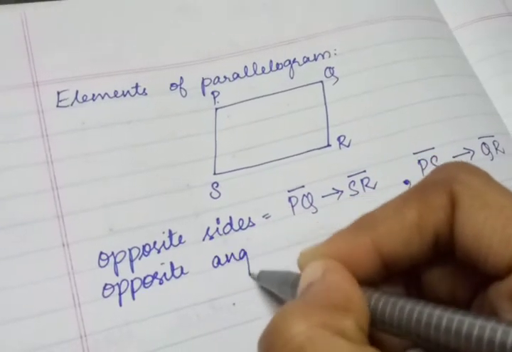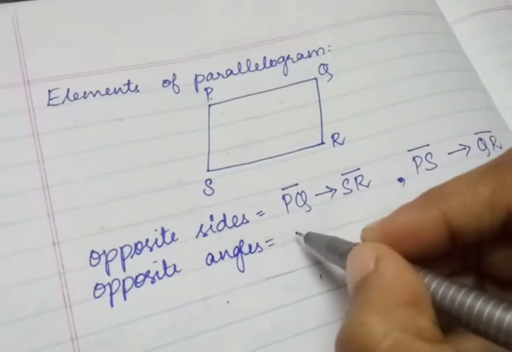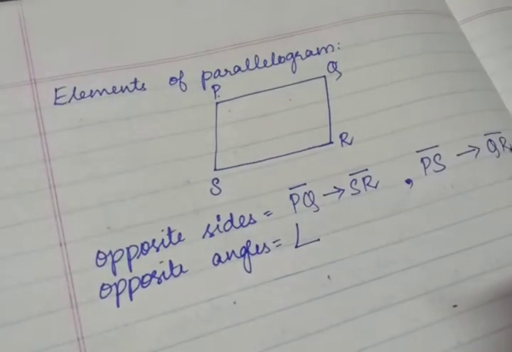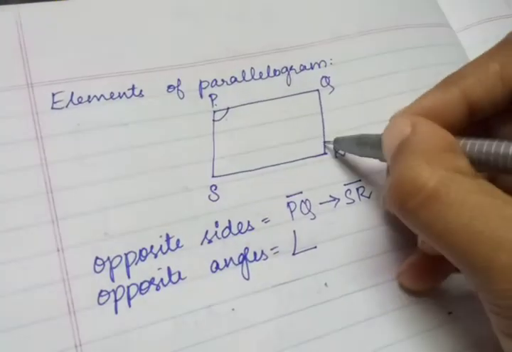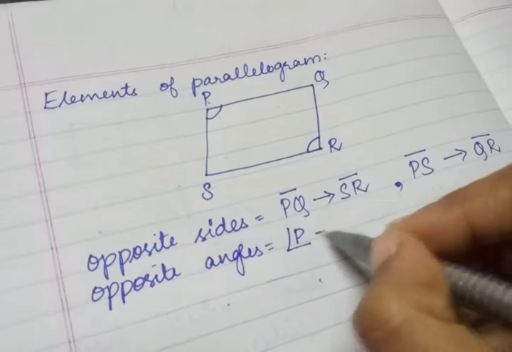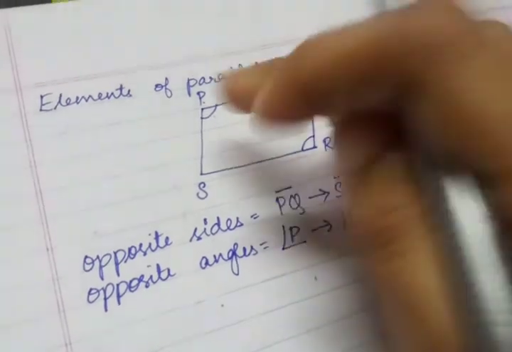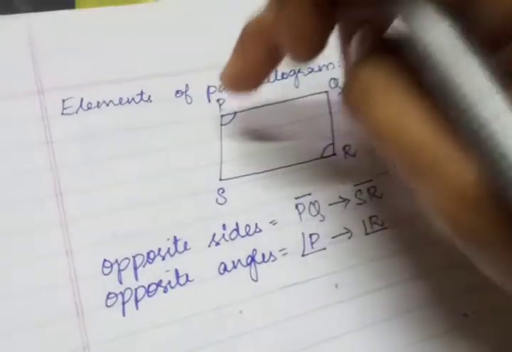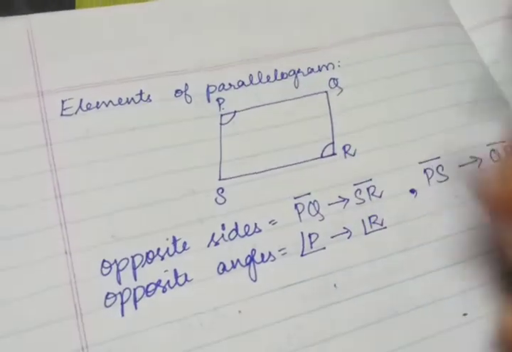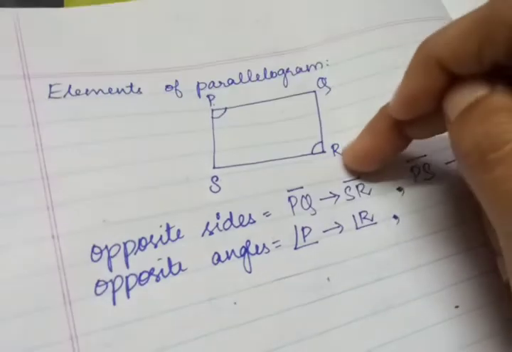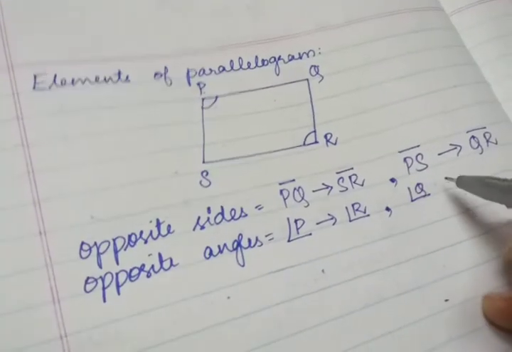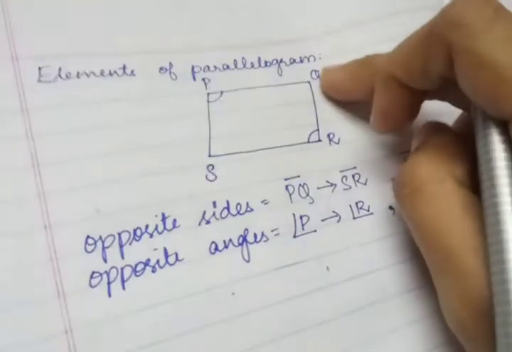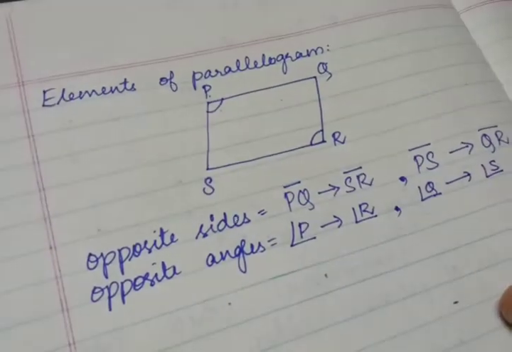Next, opposite angles. What symbol will you use for angles? This, like an L. Angle P is opposite to angle R. This angle is opposite to this angle. Angle P is opposite to R. Angle Q is opposite to S.